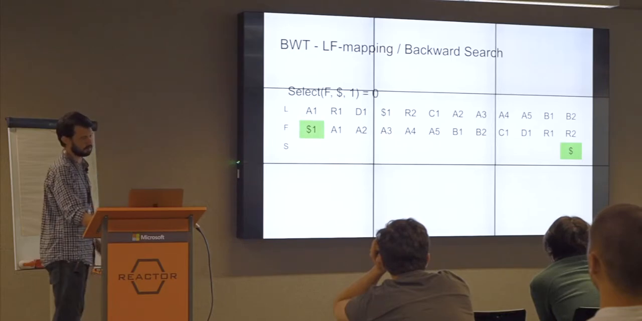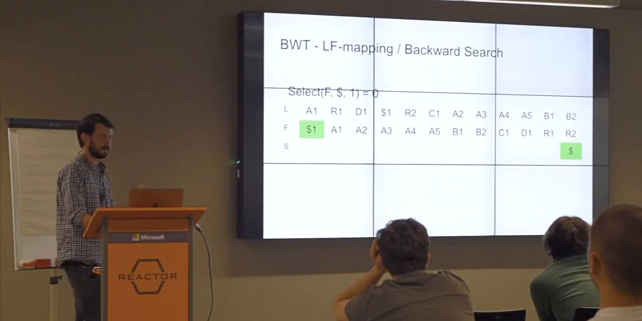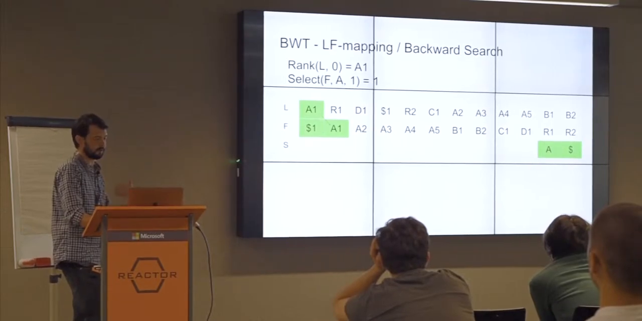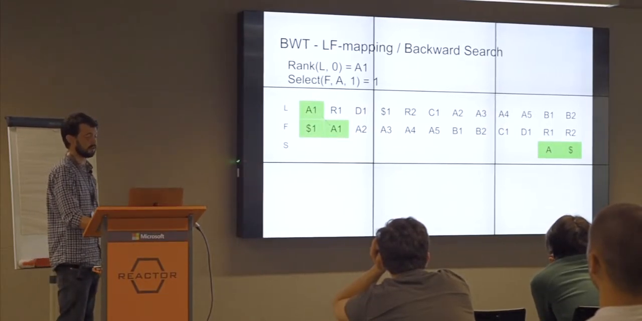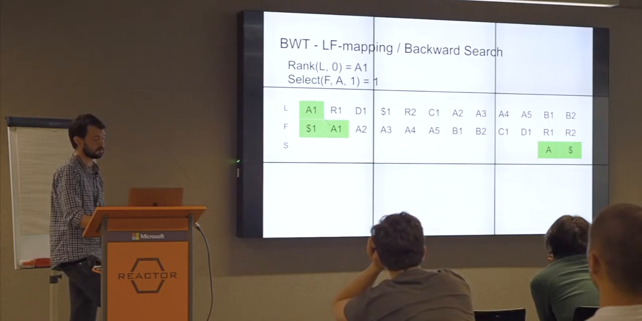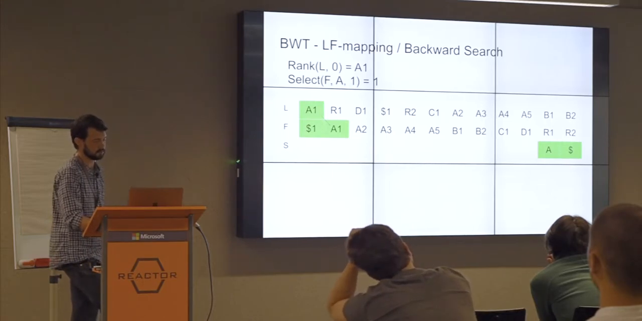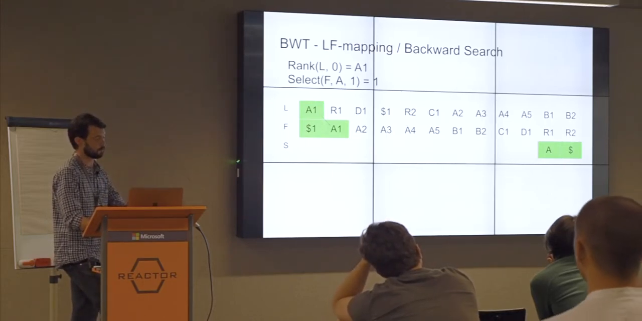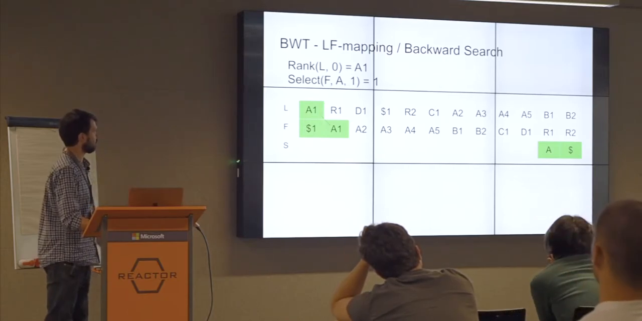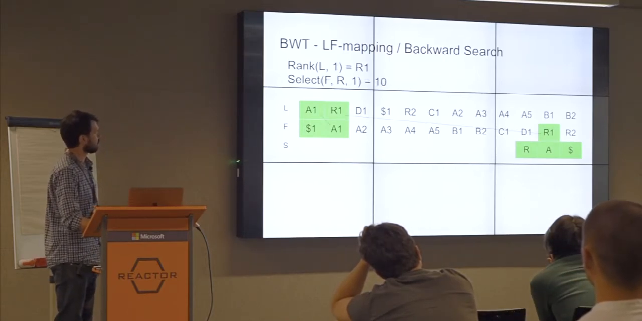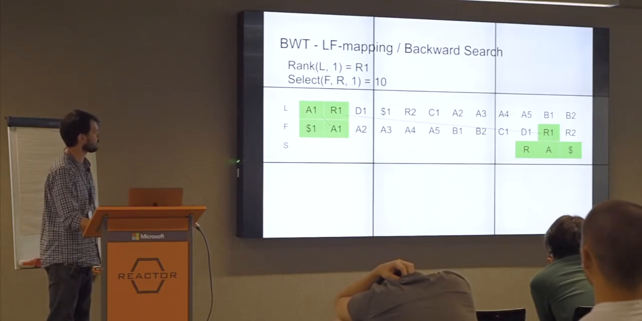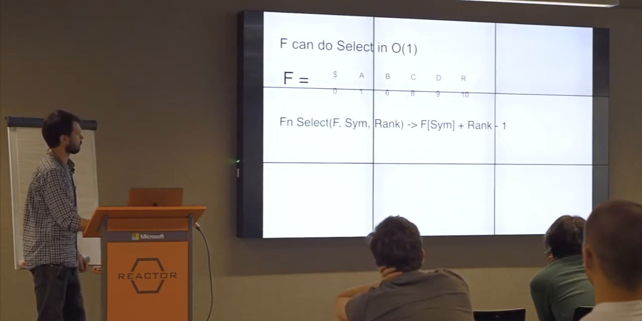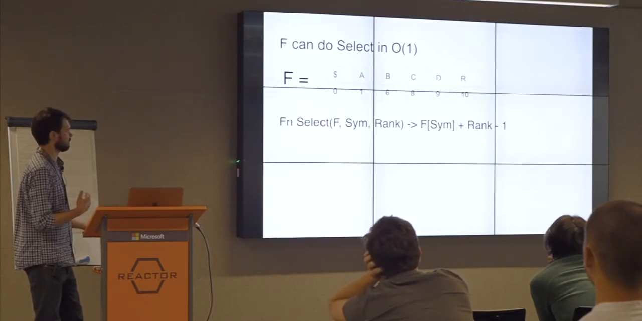So initially, what we're really saying is select from F the symbol $ that has rank 1. And then we go to the L array, and we say find me the symbol at index 0. And we discover that's an A1. So then we go to the F array and select the symbol A with rank 1. And we just continue this process. So all we need to do is somehow make these rank and select operations fast.